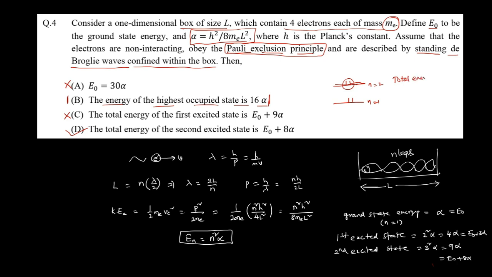So if 2 electrons are in the second state, then what is the total energy of the highest occupied state? They are asking not the total energy, they are asking the energy of the highest state. The energy of the highest state, n is equal to 2, is nothing but 4 alpha. 4 alpha is the energy of the highest state. Even if I take the total energy of the highest occupied state, 2 electrons, 2 into 4 alpha, you will get 8 alpha, not 16 alpha. So anyway, whether you take the total energy or the energy of the highest occupied state, option B is wrong. So what is the correct answer for this? Option D is correct.